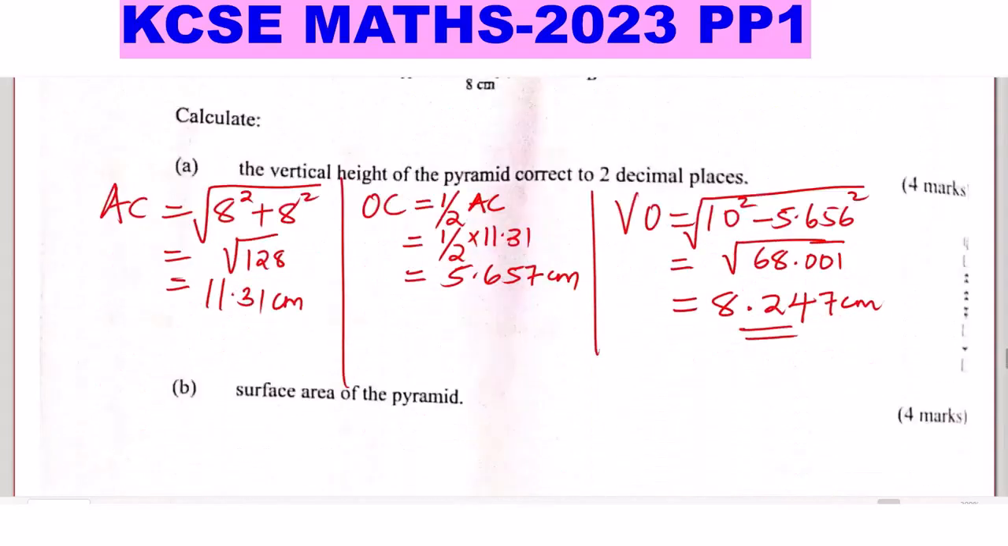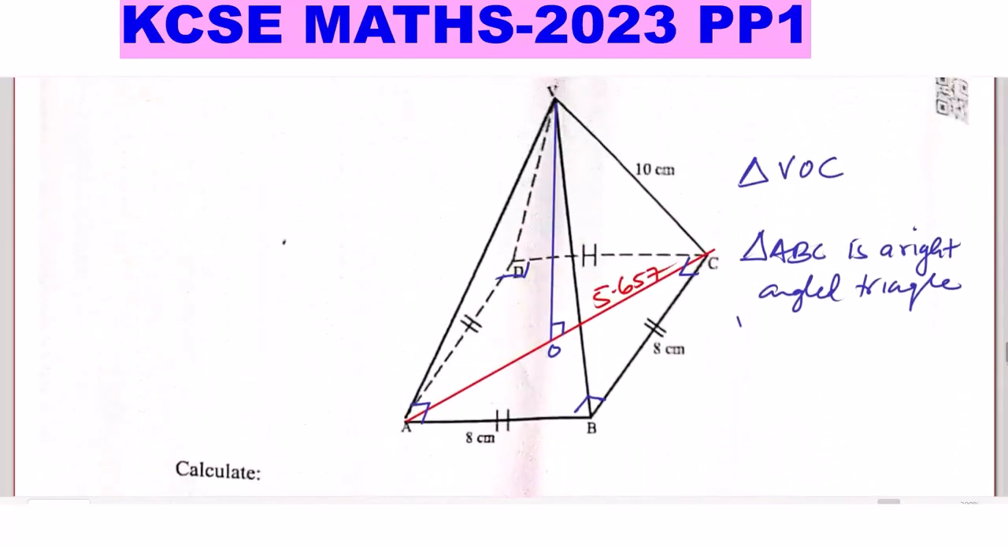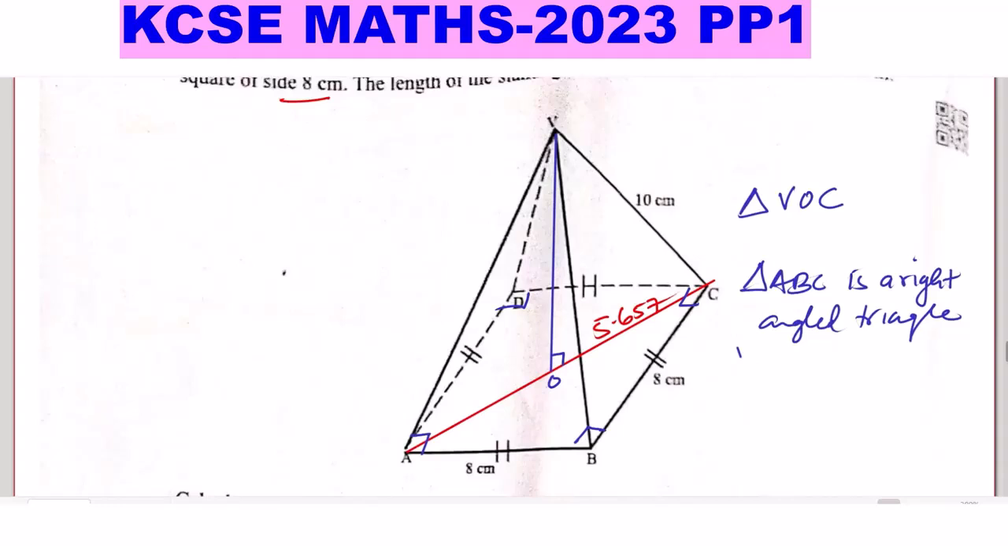We go to part B, the surface area of the pyramid. Now to get the surface area of the pyramid, we need to get the area of all the surfaces. And we are going to begin with the base.